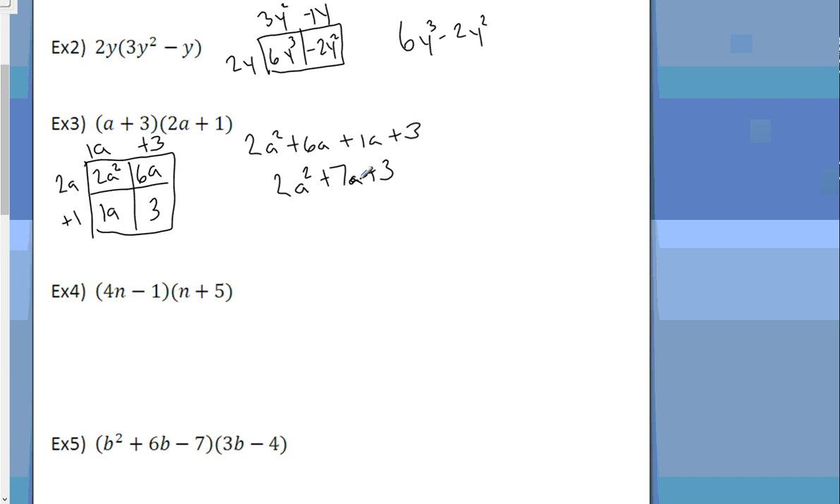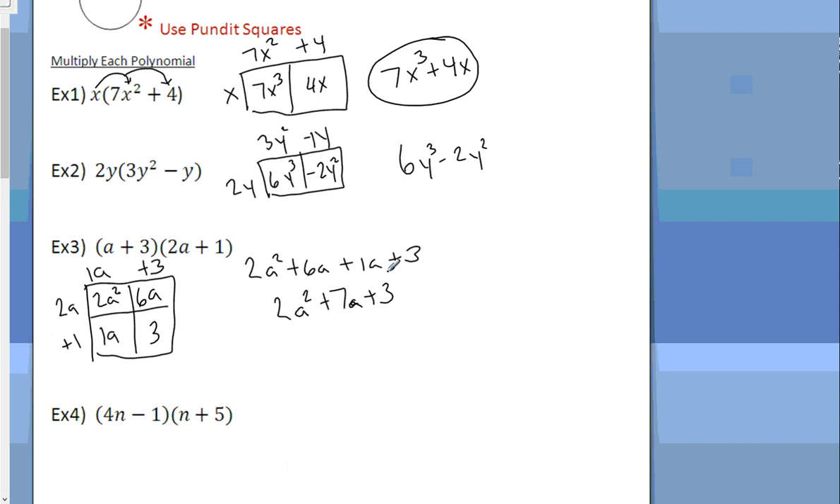Okay. When do I use this? This is you start learning this new method and you're not sure when to use it. This is when you use it. When you're multiplying a parenthesis times a parenthesis, I would recommend you use Punnett squares. A parenthesis times a parenthesis, I would recommend Punnett squares. All right? A little side note real quick.